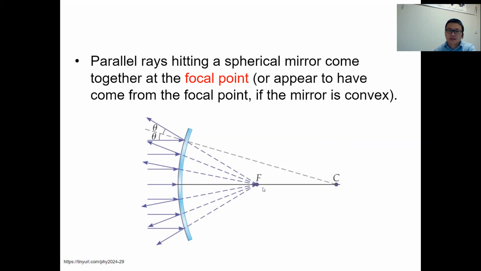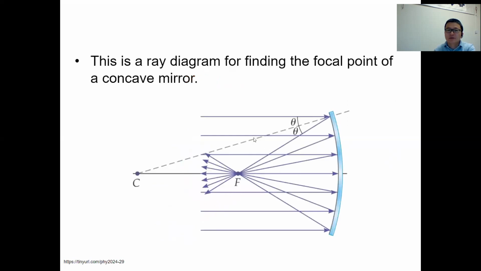Okay, and then from the focal point to the mirror, this is called the focal length. Okay. And for a concave mirror, you will have the parallel rays come in, then they will get reflected, and then they do meet physically at the focal point here, in this case, the concave mirror. Okay.